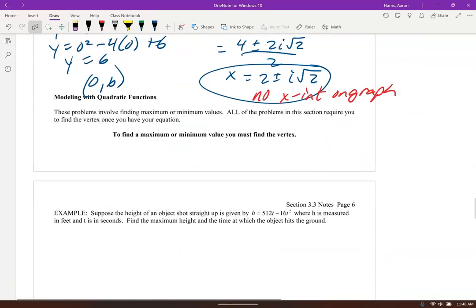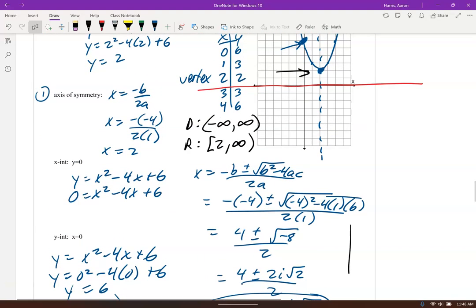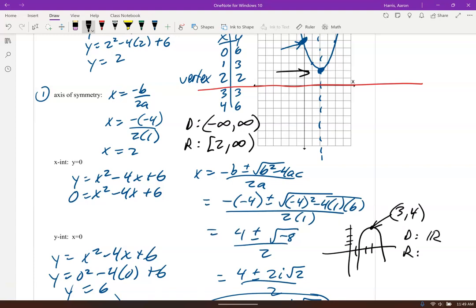So if you had a graph flipped over, let's say you had one that went like this, and that was the point 3, 4. The domain is still all real numbers, but the range would be from negative infinity up to that 4, with a bracket on that, right? Because it's coming from all these y's up until 4.